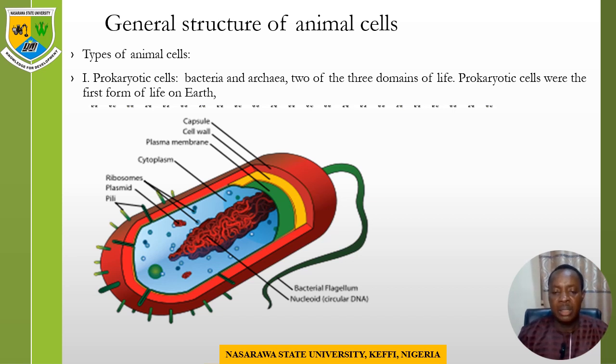In that case, it has a flagellum or flagella that will help it in the movement from one position to another. From what you can see here, it has capsule, cell wall, plasma membrane, cytoplasm, ribosome, plasmid, and pili. And then, of course, you have the nucleoid that is equivalent to the nucleus in higher organisms. In this nucleoid, you have circular DNA, which is equivalent to the well-organized DNA in a well-organized animal system, that is the multicellular organism.